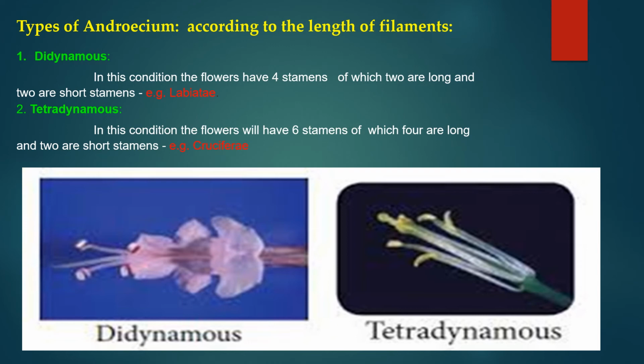The second, tetradynamous condition. In this condition, the flowers will have 6 stamens, of which 4 are long and 2 are short stamens. Example, the Cruciferae members like mustard and radish. You have such a tetradynamous condition of the stamens.